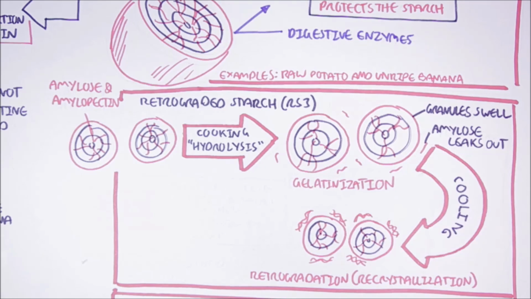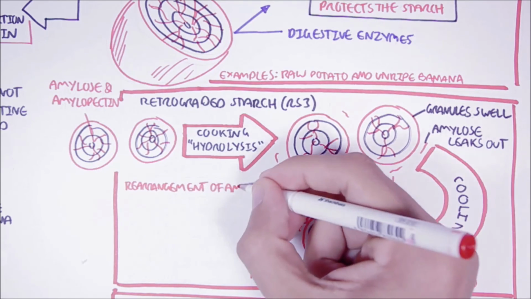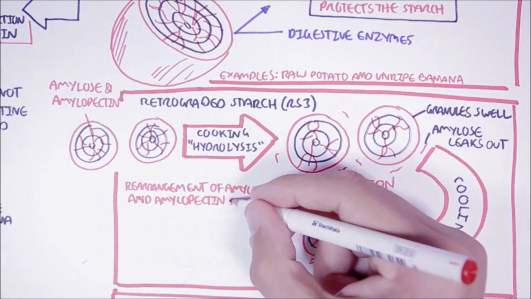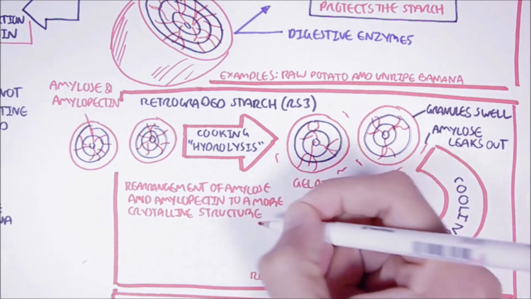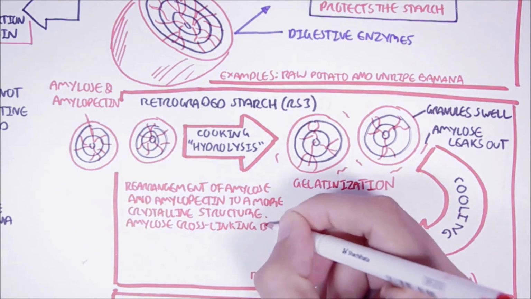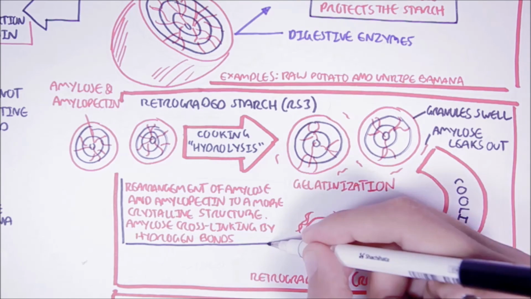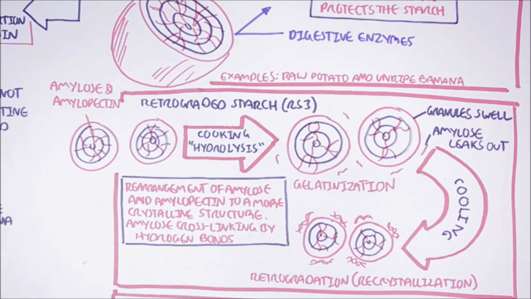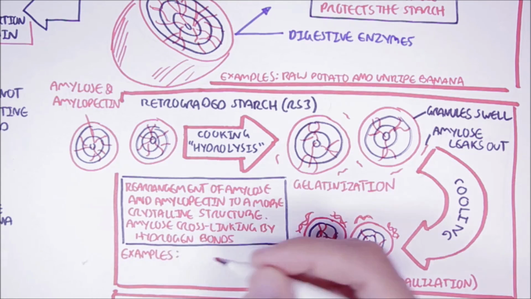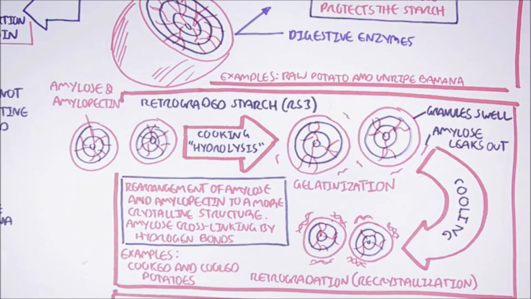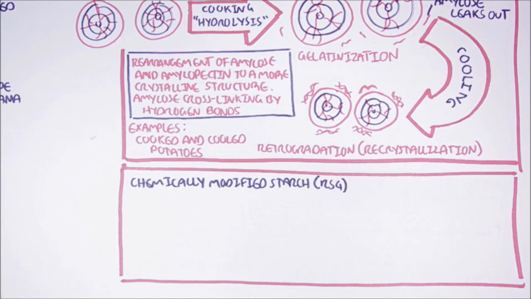And here we see rearrangement of amylose and amylopectin to a more crystalline structure. We also see amylose cross-linking occurring through hydrogen bonds. This new structure formed by cooking and cooling decreases access to digestive enzymes, and so this type of starch will resist digestion. Examples of food containing resistant starch type 3 are cooked and cooled potatoes.